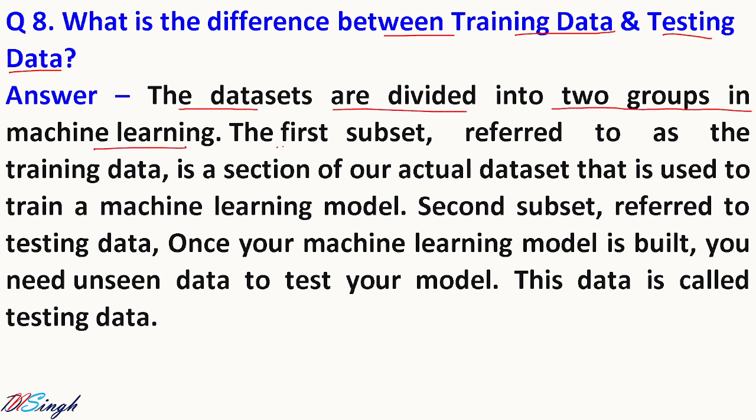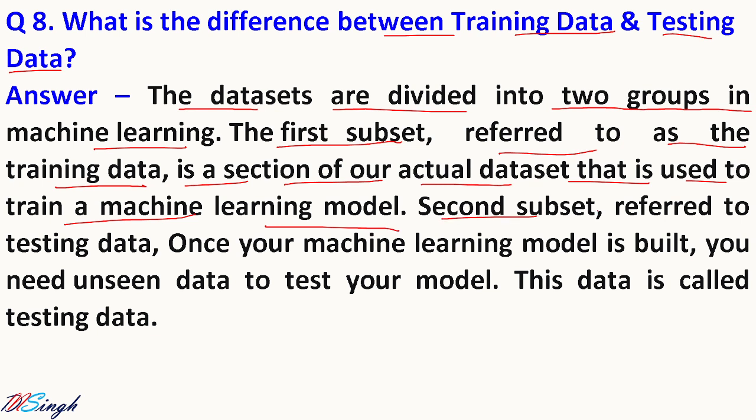In machine learning, the first subset is referred to as the training data, through which you are going to train the model. So you use that training data to train the model; it is a section of our actual data set that is used to train a machine learning model. The second subset is referred to as the testing data. Once your machine learning model is built, you need unseen data to test your model. So that second subset will be used for testing of the model. This data is called what? Testing data.